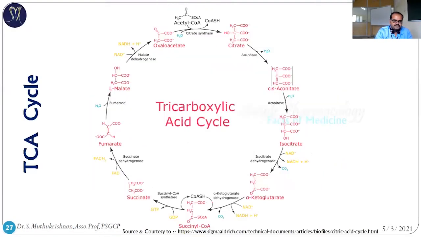So this is structure wise. You can see here the structure wise explanation.